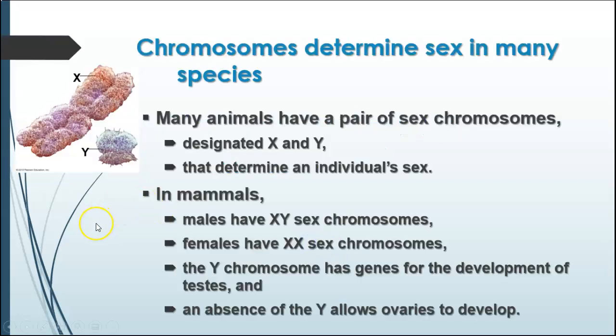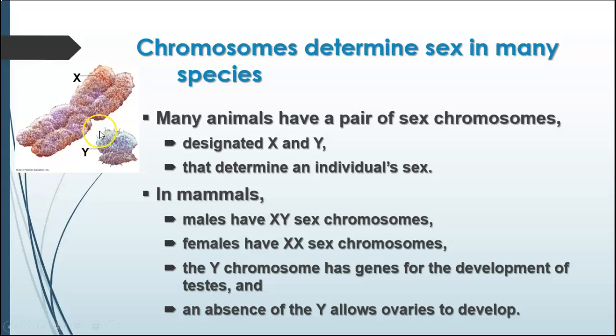All right. Now, to understand sex chromosomes, many animals have a pair of sex chromosomes, like X and Y, that determine the sex. In mammals, males have an XY set of chromosomes. You see pictures here on the slide, and females have two X's. The Y chromosome in males has genes for the development of testes, and the absence of the Y allows the ovaries to develop from the same kind of tissue.